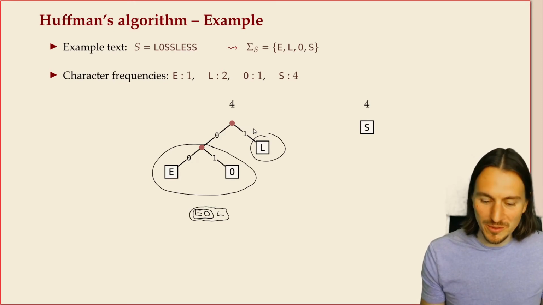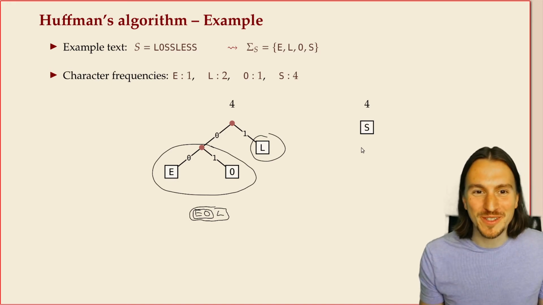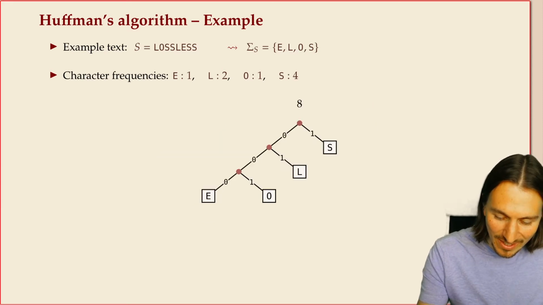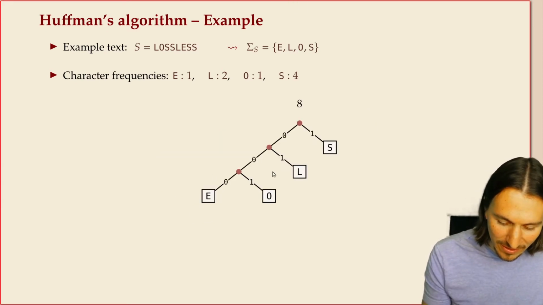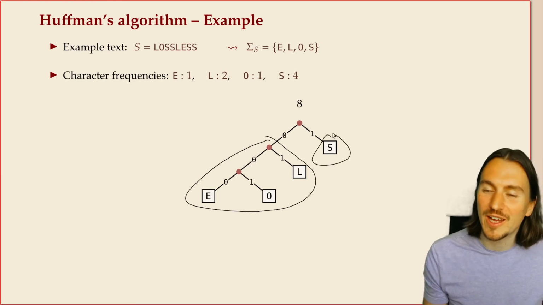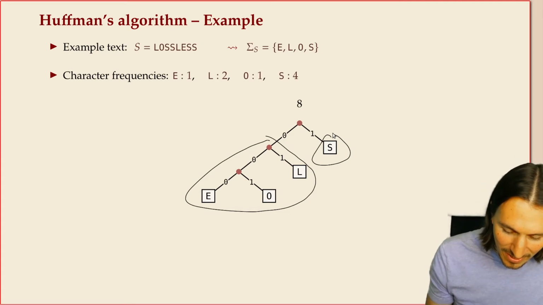We have one more step to do. There's still 2 tries, but not much more of finding minima to do. It's just 2 tries left, so this is easy. Again, we combine the 2. This is the previous try, this is the previous try, add a new root, and then we have a code try for the entire thing.